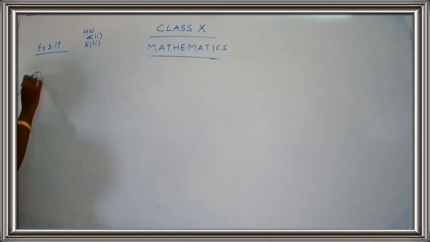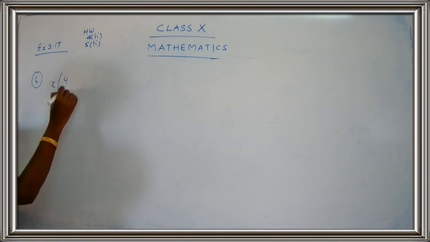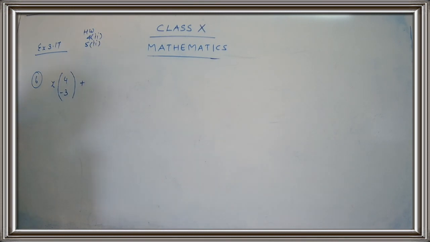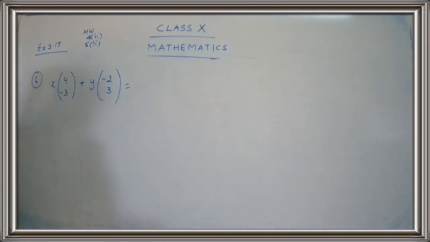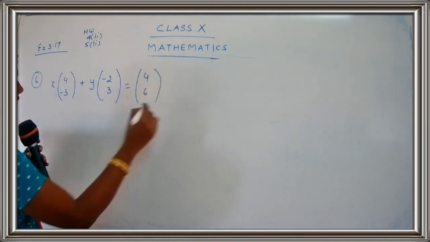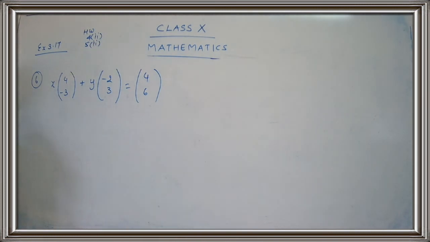We have to find out the value for x and y, and they have given you an equation type over here. x times the matrix 4, minus 3, plus y times the matrix minus 2, 3, is equal to 4, 6. Okay, so we have to solve this. So this is like a scalar multiplication. Don't get confused with these terms. You don't feel like, oh, what is this over here? So you are being given a matrix x into 4, minus 3 plus y into minus 2, 3, equal to 4, 6. And here the thing is to find out the value for x and y. So let's see how to solve this sum.